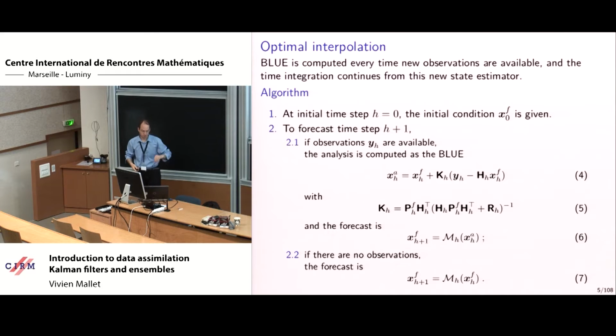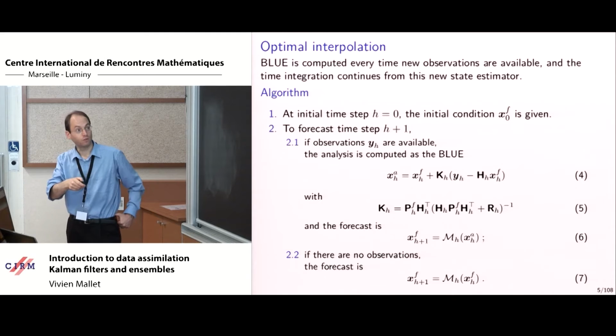Okay, so you start from that, and to forecast the next step, you first check that you are at time h and you want to go to the step h+1. What you're going to do is first compute an analysis at time h, and then move your state forward to the next step at h+1. If observations are available, then you compute BLUE, as we've seen previously. It gives you an analysis at time h, which is that combination of your forecast x^f_h and your observations with a matrix. Okay, and after that you make a forecast.